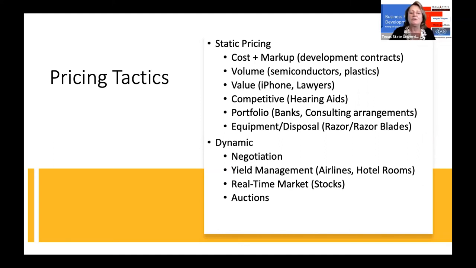Then we have something called real-time markets that it fluctuates during the day like a stock market does. And then we have auctions, right? Because you just never know what's going to happen at an auction. And they're fun to go to. If you haven't been to one, you got to go to them because they're a lot of fun.